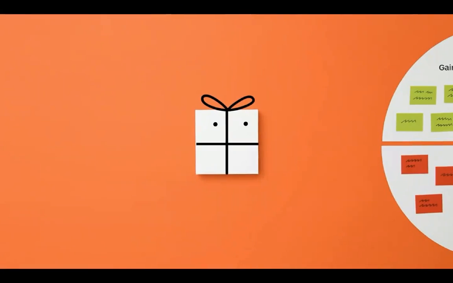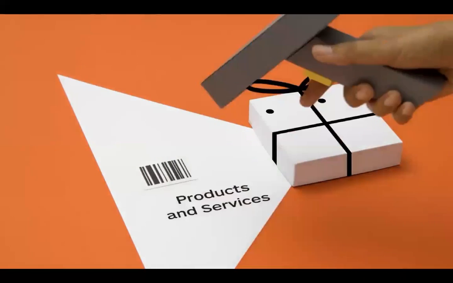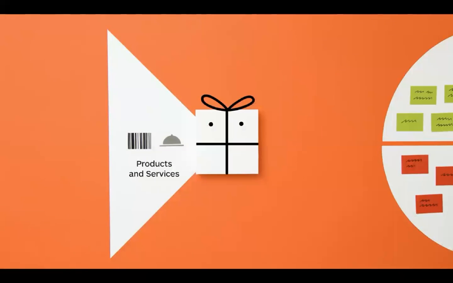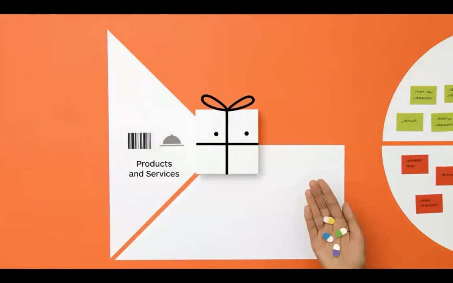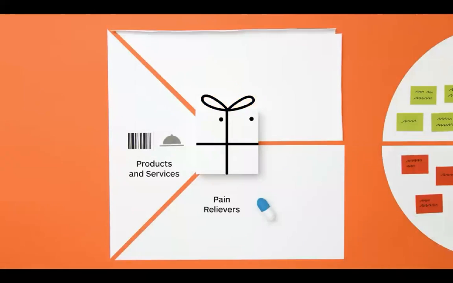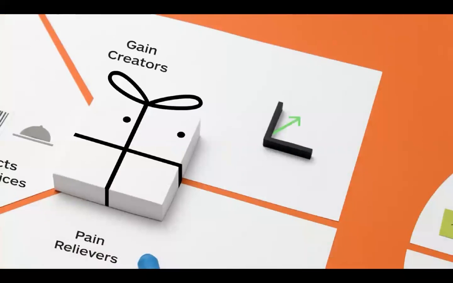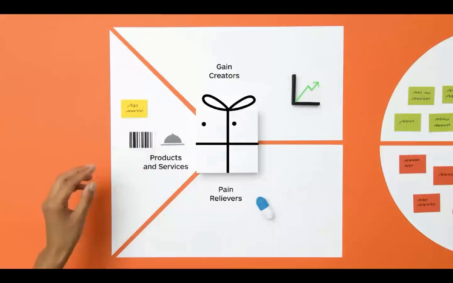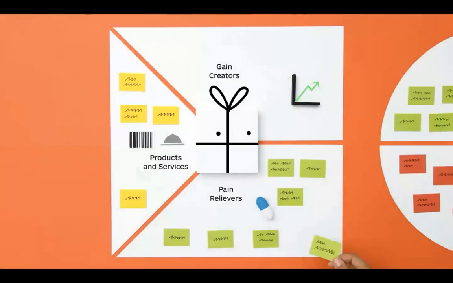The second part of the canvas is the value map. With it, you list the products and services your value proposition builds on. You describe in which way these products, services, and features are pain relievers, how they eliminate, reduce, or minimize pains customers care about, making their life easier. And you outline in which way they are gain creators, how they produce, increase, or maximize outcomes and benefits that your customers expect, desire, or would be surprised by. The value map makes explicit how your products and services relieve pains and create gains.